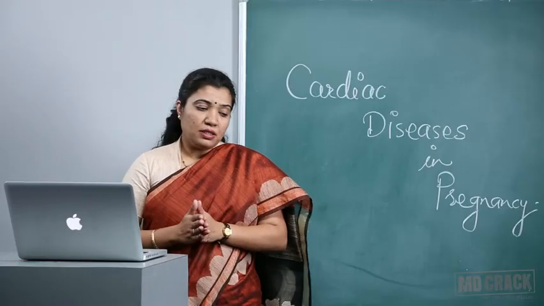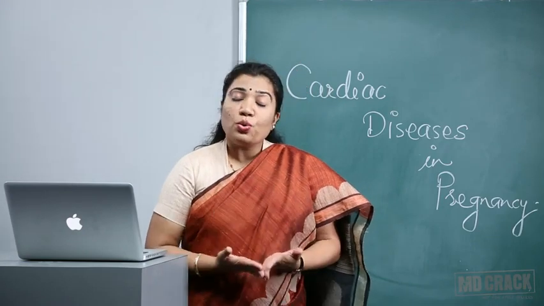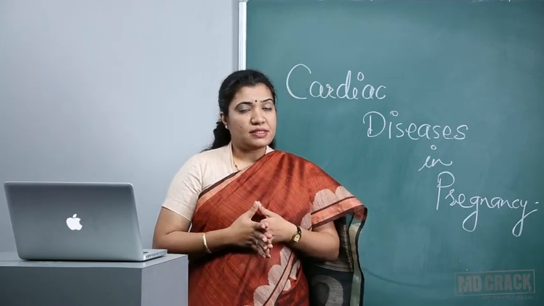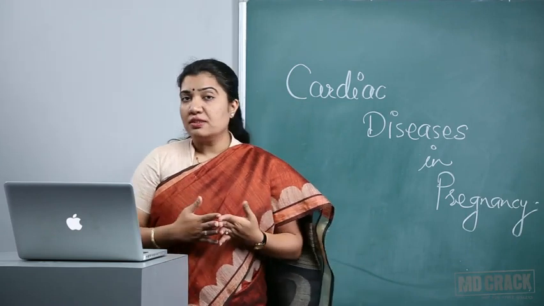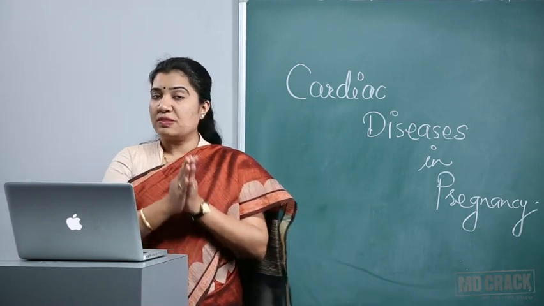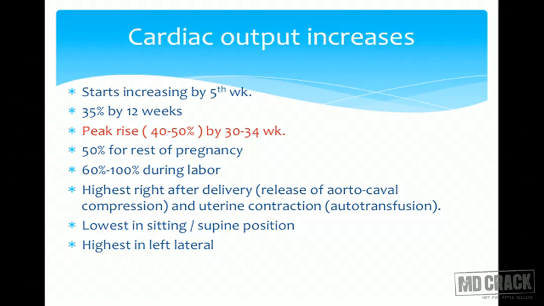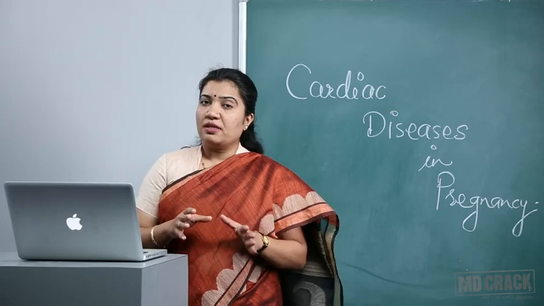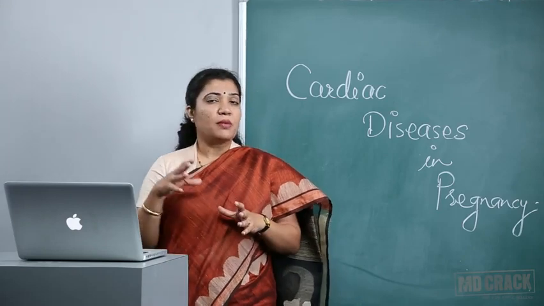We know that physiological changes happen because the mother has to grow and nurture this pregnancy inside her uterus. And thus there is an increase in blood volume and plasma volume. It starts by the 5th week. There is a 35% increase by 12 weeks. But the peak rise, almost 40 to 50% increase in cardiac volume, is by the end of the 30th week, that means the 30 to 32 week period. So you understand that at that particular period, the changes are maximum.